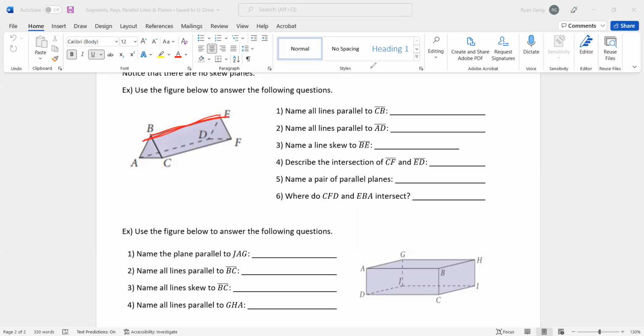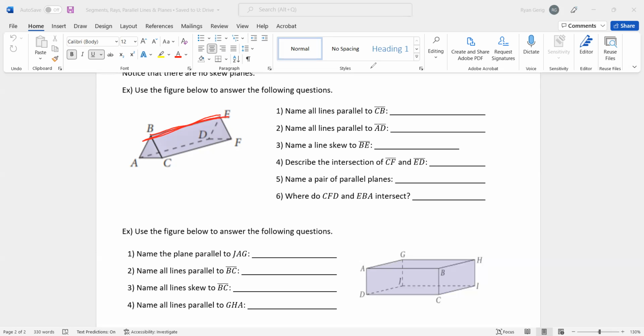Okay, what I'm looking for is a line that doesn't hit BE, but also is on a different plane. So BE is on the left and the right part of the tent. It's not on the bottom. Are there any lines on the bottom that do not intersect BE? There's no drawn lines, right?